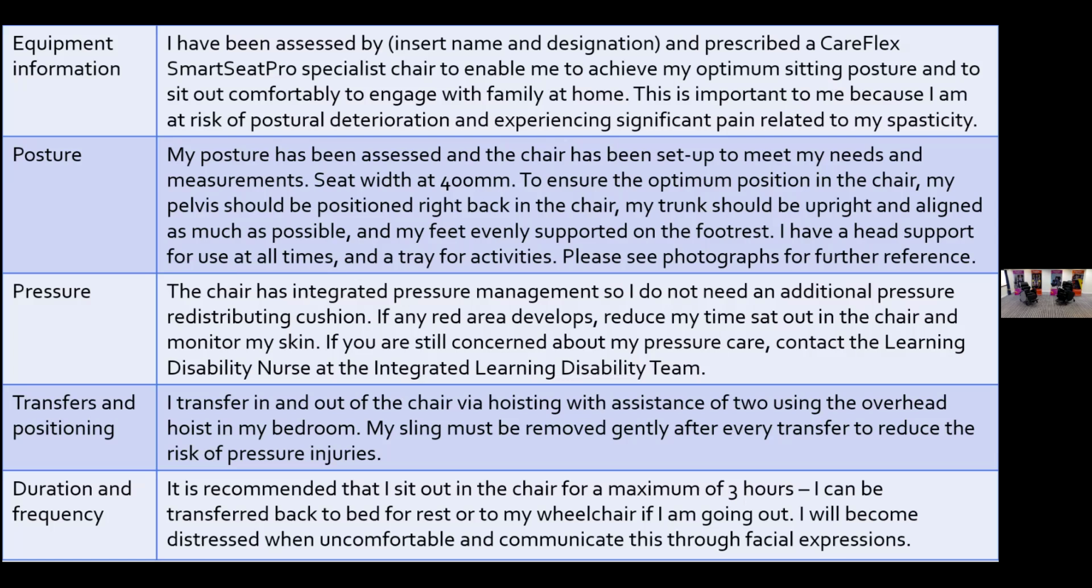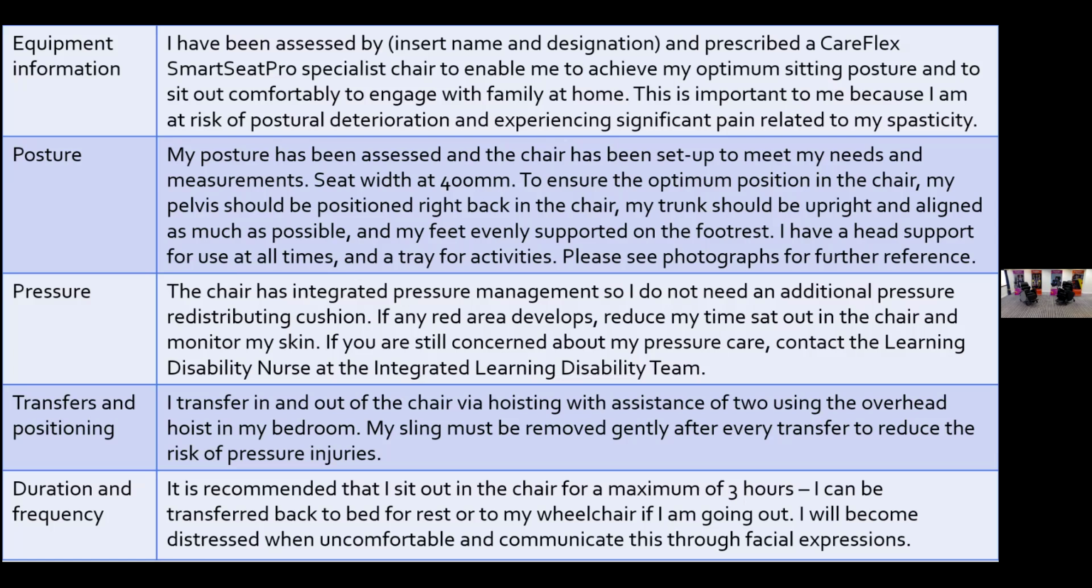Seat width at 400mm, and then when Les shows you through the chairs, these key facts and figures are really important because they can follow these guides, especially if the chair is disassembled for cleaning or something is removed for repair, so that we know how to set that chair back up.